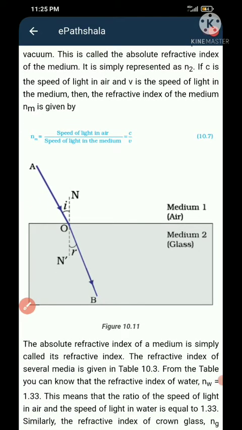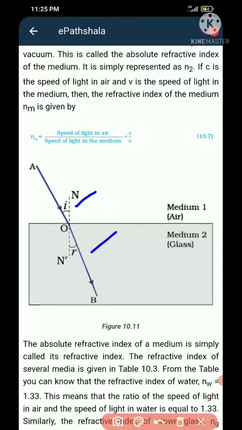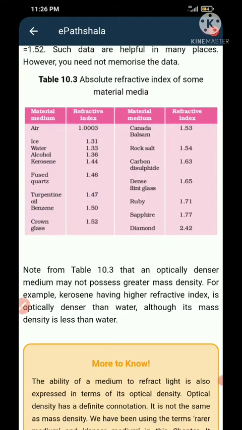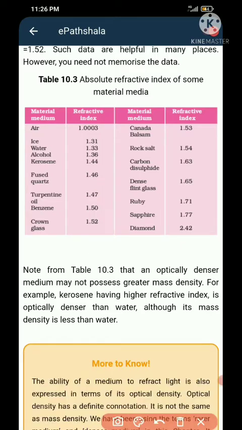Here, medium 1 is air and medium 2 is glass, and n is the normal, I is the angle of incidence, and small r is the angle of refraction. So this is the overall representation of refractive index. You have to learn this table, because this table is very important for numericals. Mostly the numericals in the exam belong to air, ice, water, crown glass, and diamond. So we must learn these values.